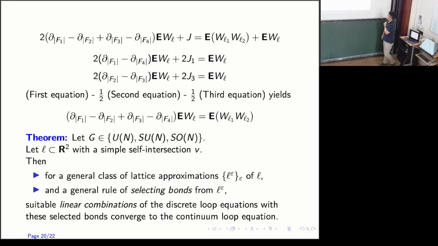So if you do this linear combination, actually all the undesired J terms and also this term cancel out.